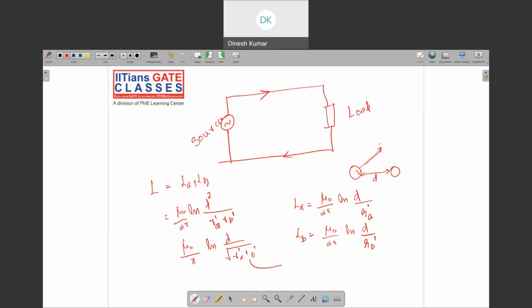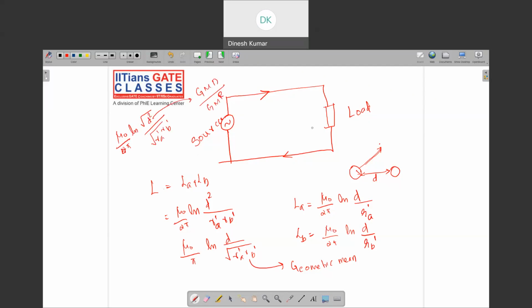So this r a dash into r b dash under the root is basically known as a geometric mean. The geometric mean of two numbers is the square root of their product. The distance D between these two is the geometric mean distance, and the root of r a dash into r b dash is the geometric mean radius.